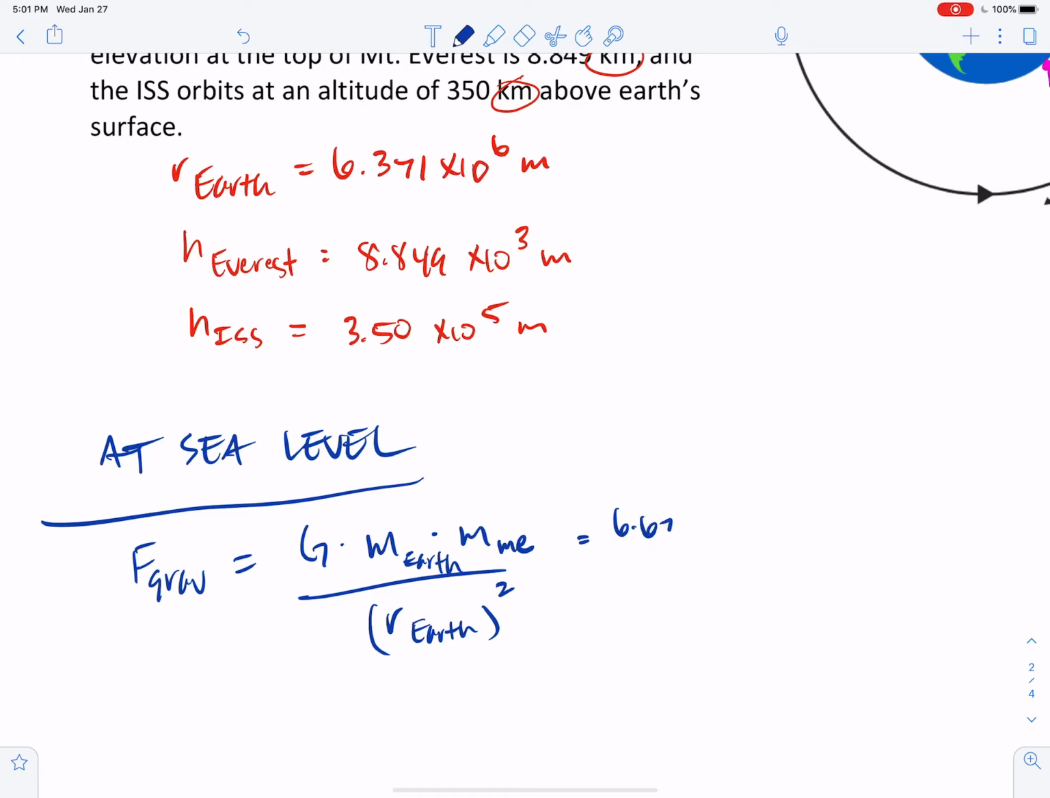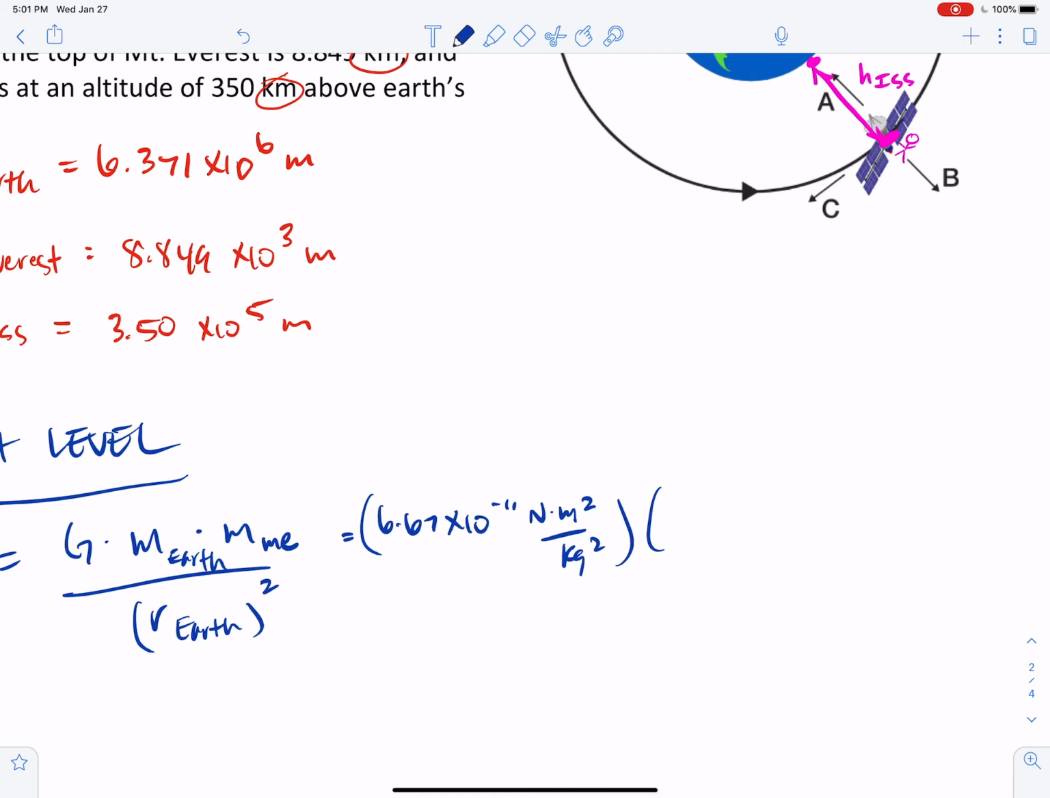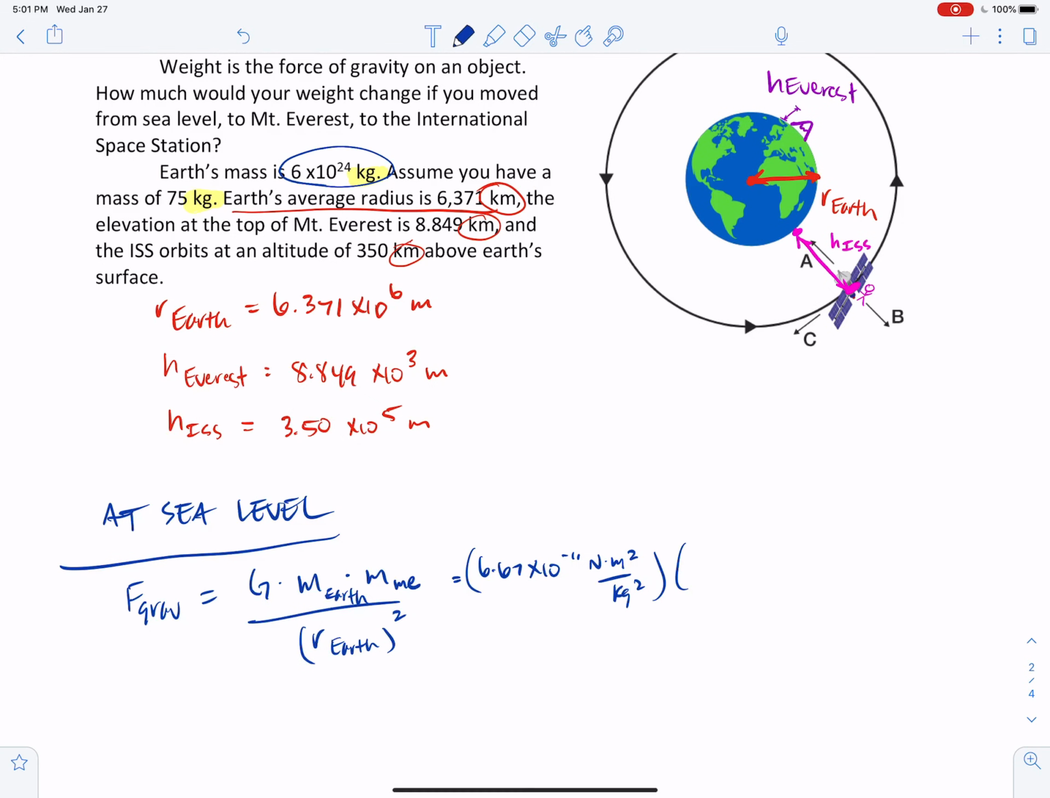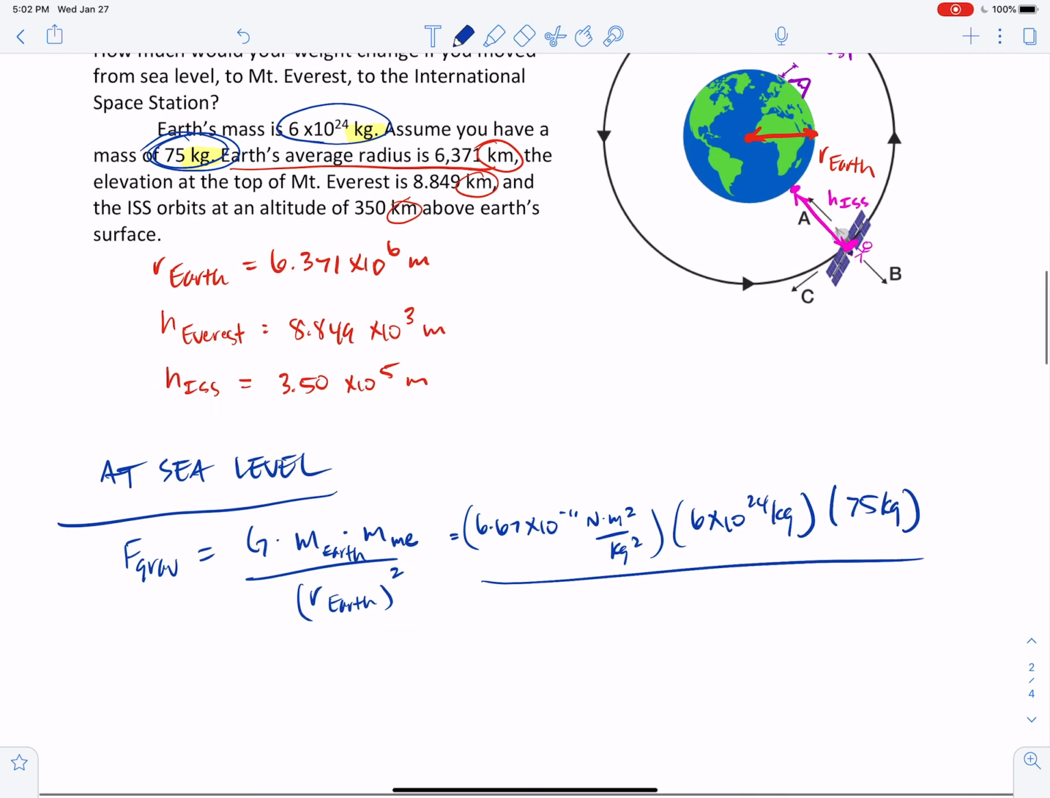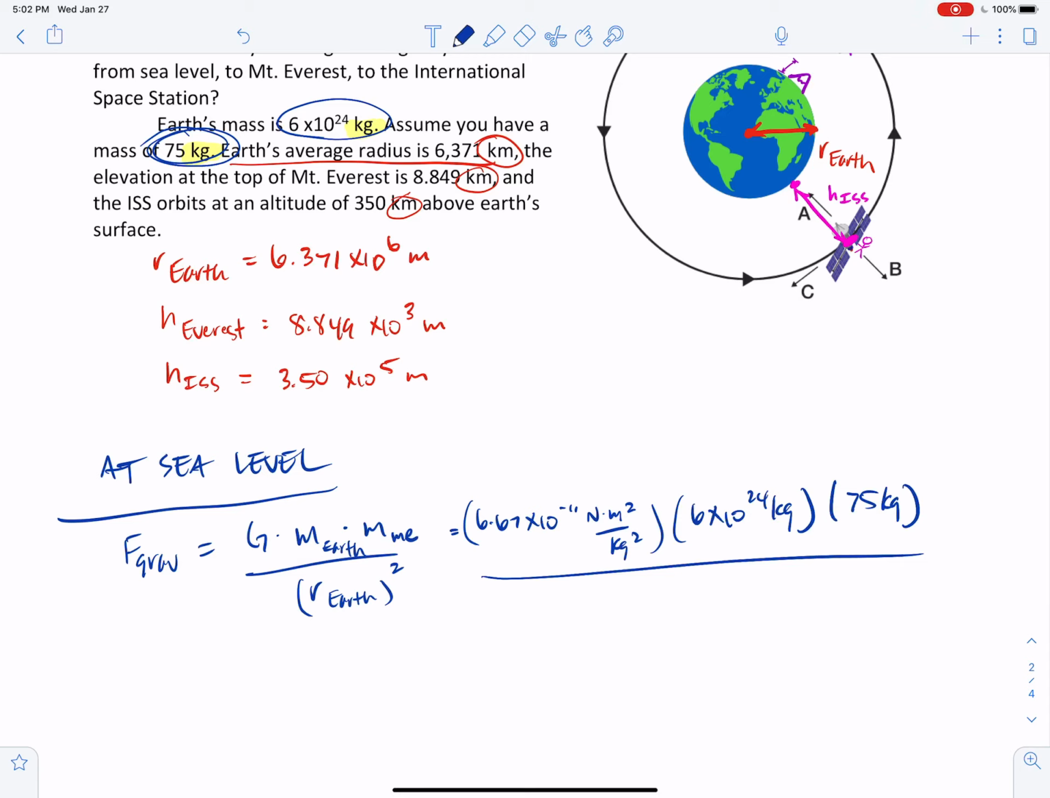Plugging in the numbers, 6.67 times 10 to the minus 11 newton meters squared per kilogram squared, times the mass of Earth, 6 times 10 to the 24 kilograms, times the mass of me, that's 75 kilograms, and then divided by the distance between us, radius of Earth, 6.371 times 10 to the 6th meters. I got that from right here.